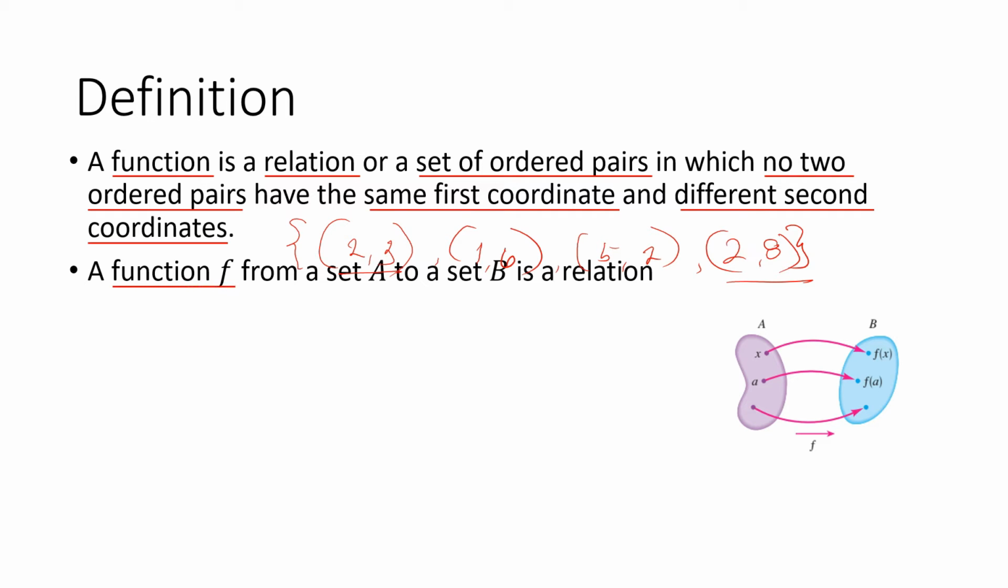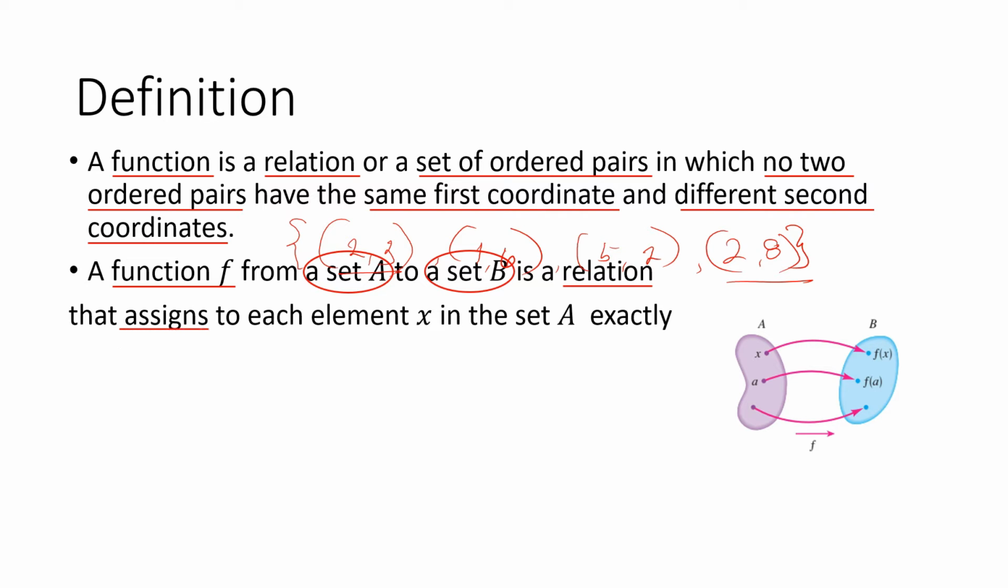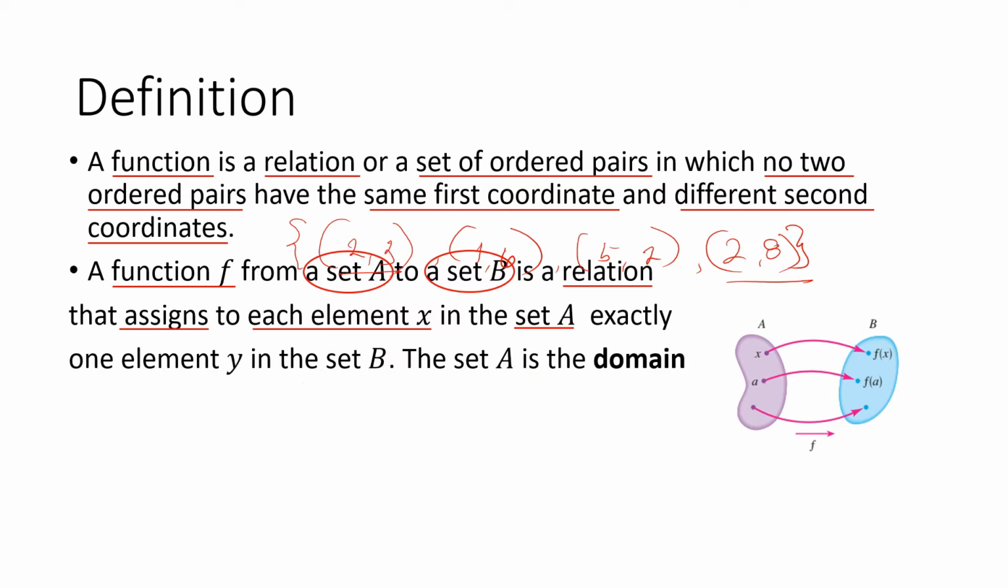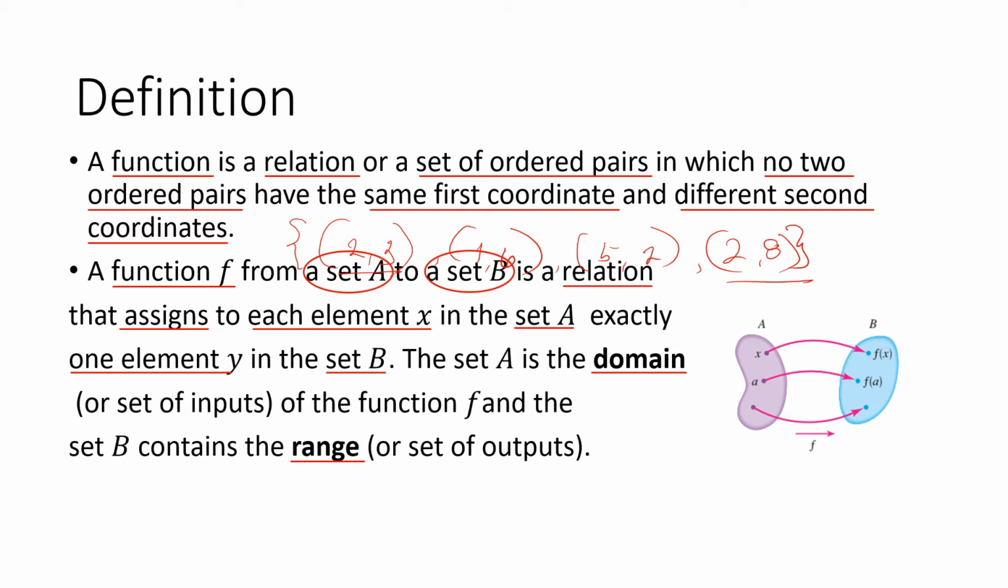So again, a function f from a set A to a set B is a relation that assigns to each element x in the set A exactly one element y in the set B, and that is the definition of a function. The set A is what we call the domain, and the set B is what we call the range, or the set of outputs. Take note of the definition of a function.